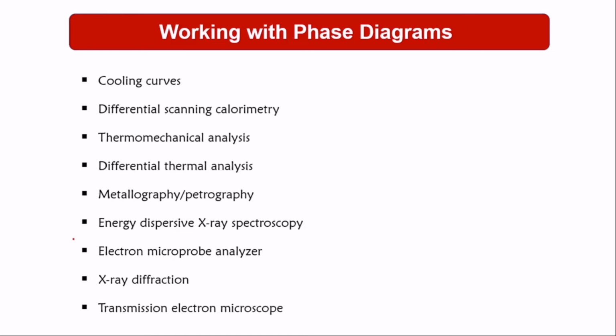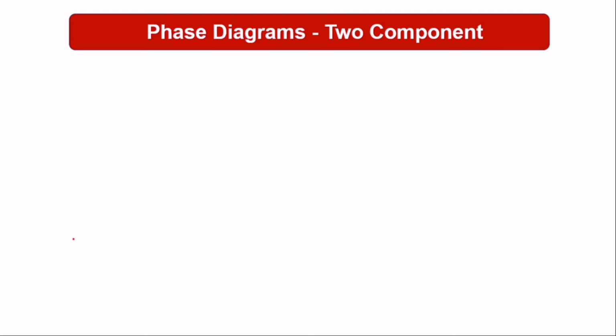And also we need to know the cooling curve, differential scanning calorimetry, chemical analysis, differential thermal analysis, metallography or petrography, energy dispersive X-ray spectroscopy, electron microprobe analyzer, X-ray diffraction, and transmission electron microscope. So now let's look at working with phase diagrams. This is 2 components. The one that we did was 1 component. This is 2 components.